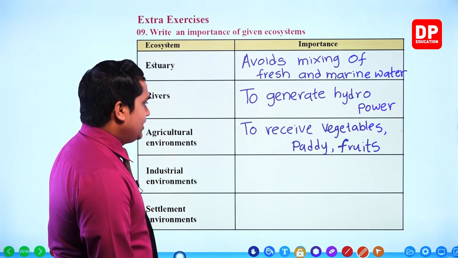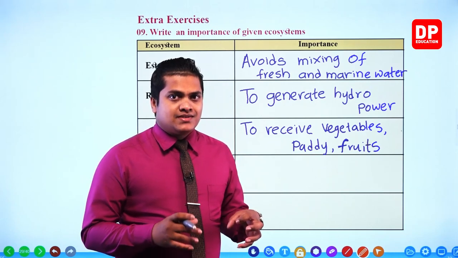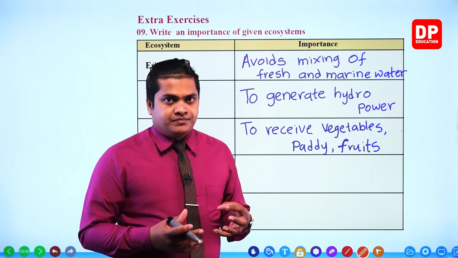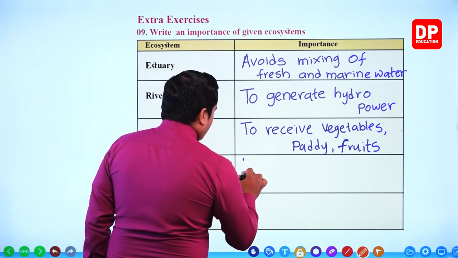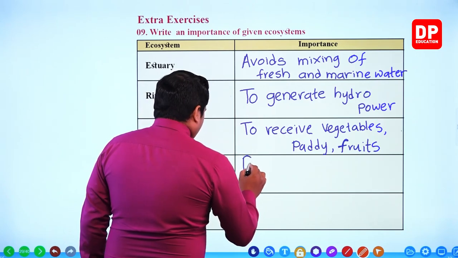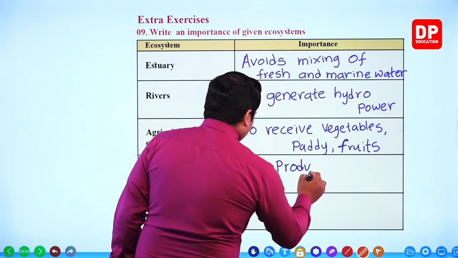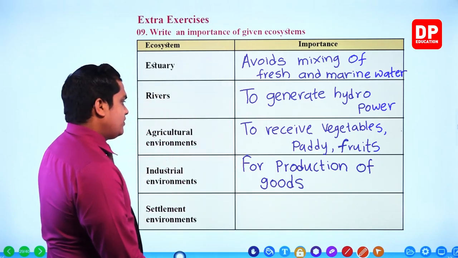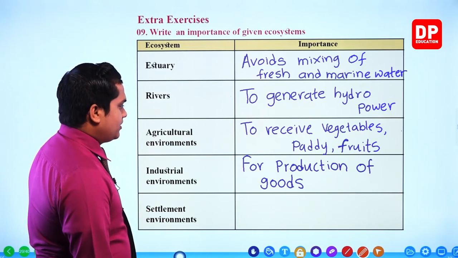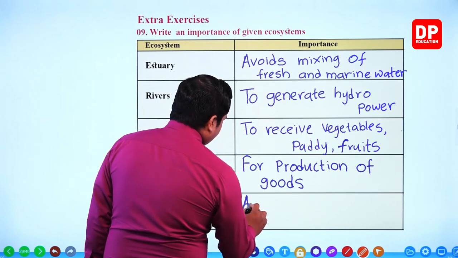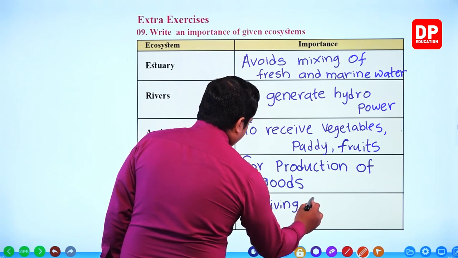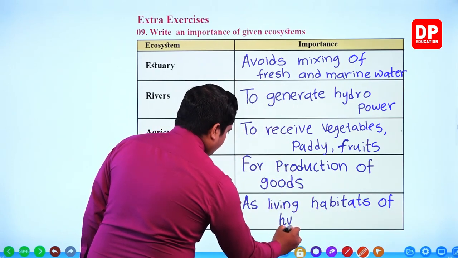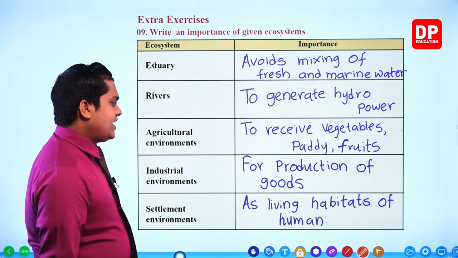Next one, industrial environments. Industrial environments are mainly producing different kinds of products related to manufacturing items especially. So we can write down: for production of goods. Next one, settlement environments: as living habitats of human.